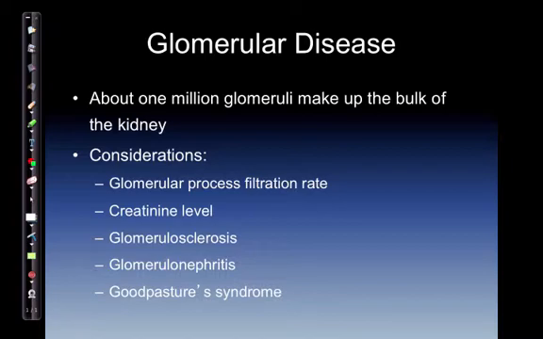Glomerular sclerosis: scarring or hardening of arteries within the glomeruli. Glomerular nephritis: inflammation of the blood vessels within the glomeruli in the kidney. And then Goodpasture syndrome, an autoimmune disease which attacks the kidneys and causes blood to pass through the glomeruli into the urine, causing hematuria.